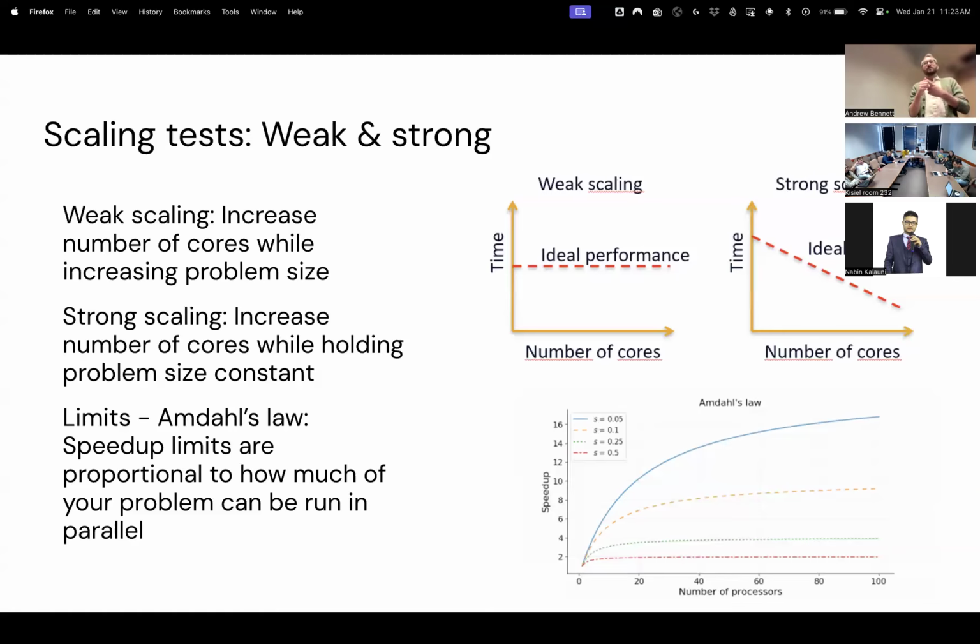So waiting for data from memory, or waiting for data that needs to be used sequentially, are the two big operations. That's really what will limit your scalability.